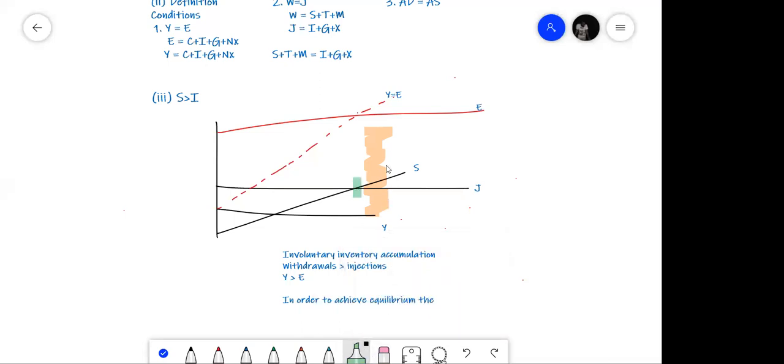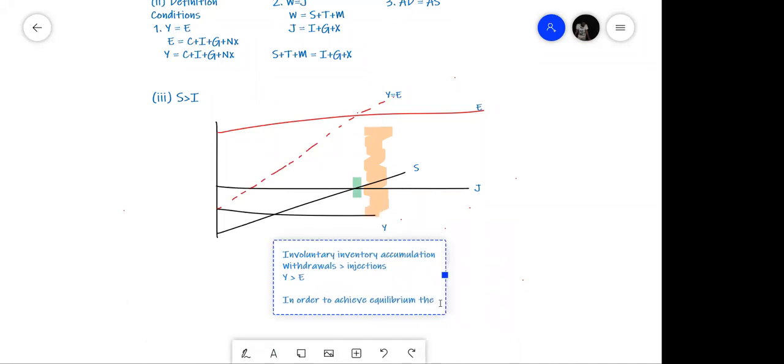This is your equilibrium point. You're somewhere in this range. To come to this side, you have to decrease your output, right? So in order to achieve equilibrium, the output has to decrease. So something like that, I feel, is more than enough.